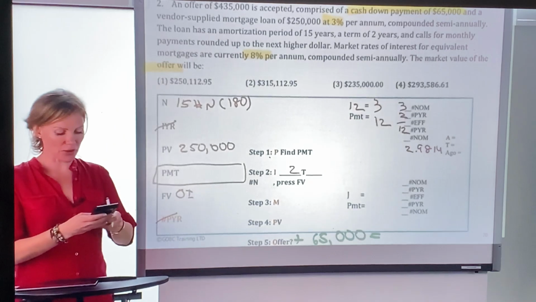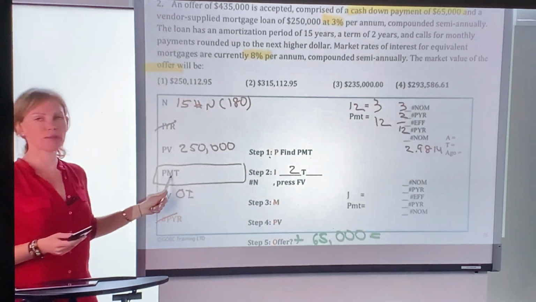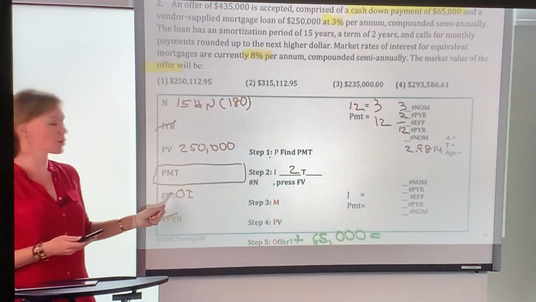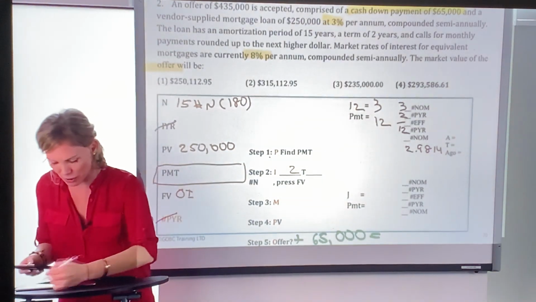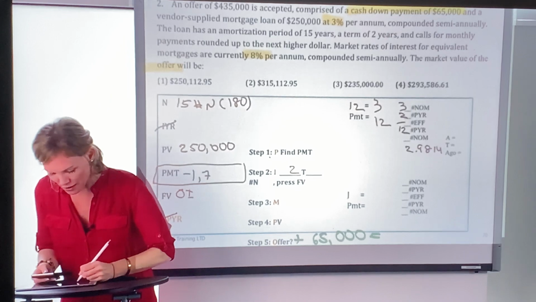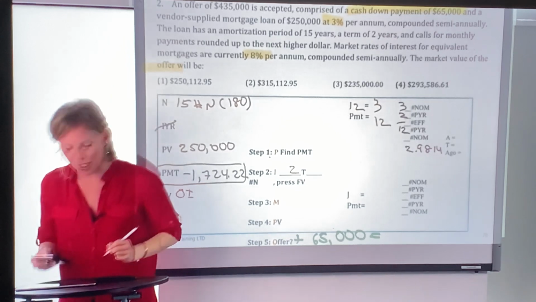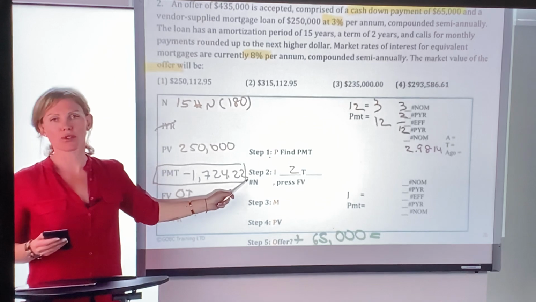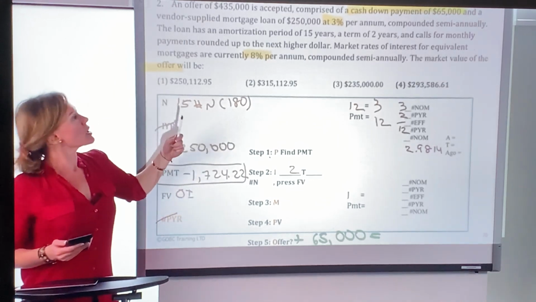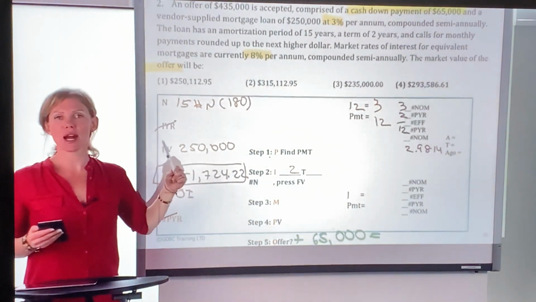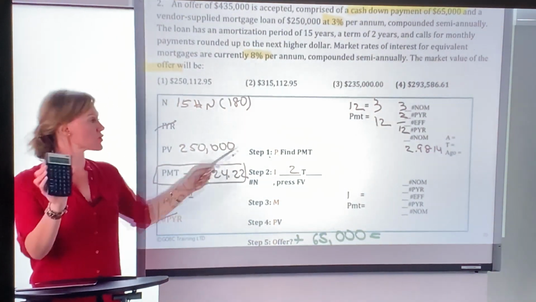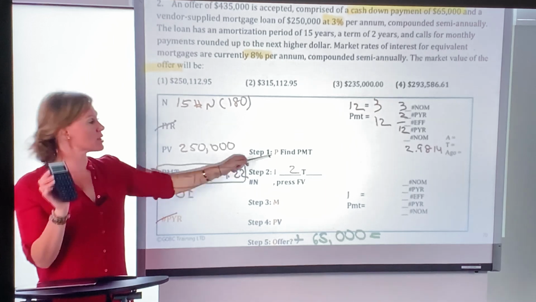Next one, 250,000 PV. Skip the payment, 0 plus minus future value. Don't skip future value. And then the payment you're going to press, and it should come up as a negative number. You tell me what do you get in there. Mine comes up as negative 1724.22. Is that what you got? So 1724.22. If they say nothing in the question, so they did not say next higher dollar, what would you do? You would take that payment and you would increase it to the next higher cent. And you would manually plug it back in because you know you cannot move on to step number 2 until you finish step number 1.